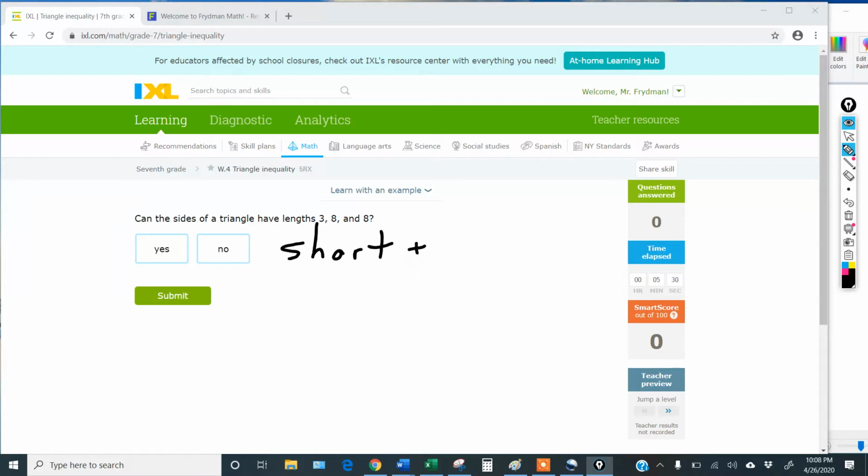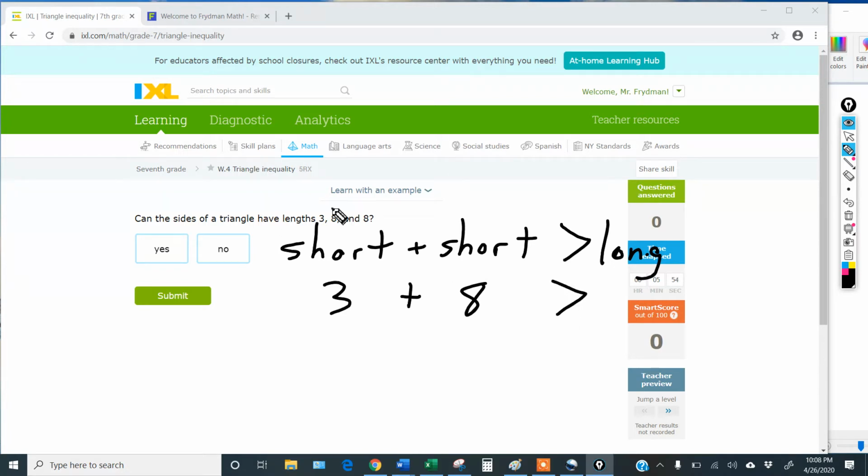We take the short sides and we add them together, and we want that to be greater than the longest side. Okay, so the two short sides here are 3 and 8, and we want that to be greater than the other side, which happens to also be 8. So even though it's the same length as this, we'll just call that the longest side.